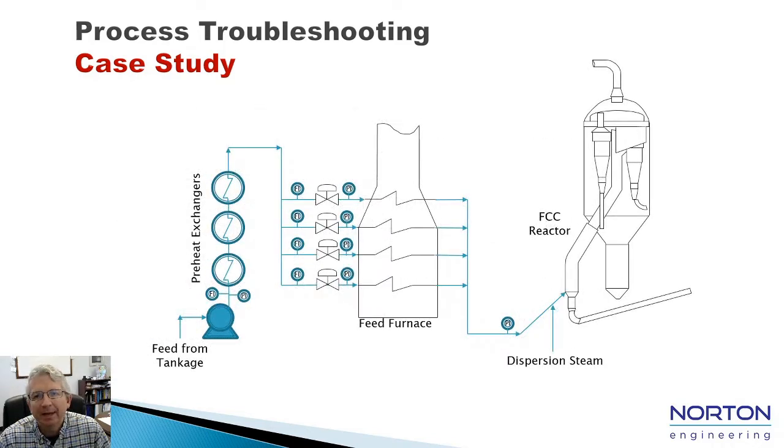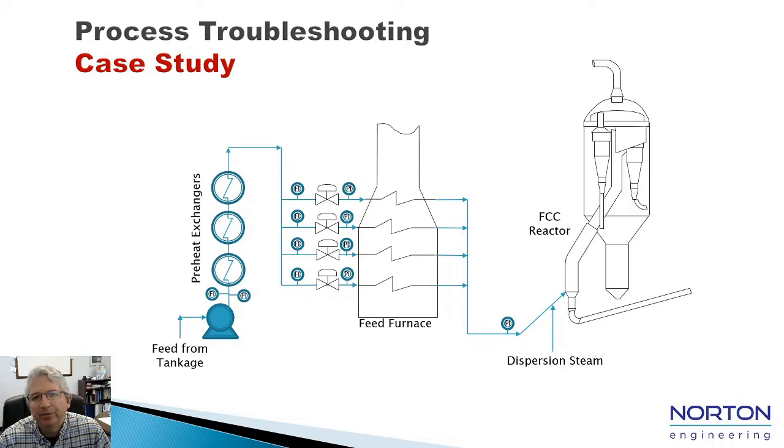Here we have a schematic of the system. This is also a good thing that you should do when you start your troubleshooting, is draw a picture of the system so you can see what it looks like and help you in identifying what the problem may be. In this feed system, the feed is coming from tankage. It's running through a feed pump and then a series of preheat exchangers where it's exchanging heat with products from the fractionation section to heat the feed up.